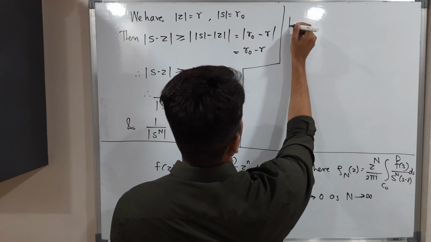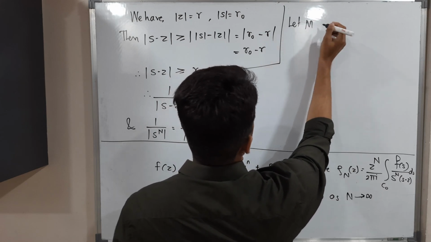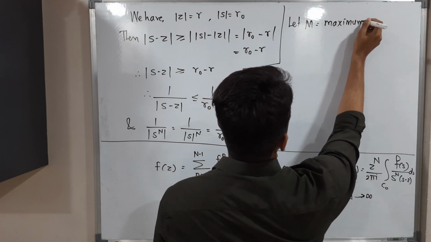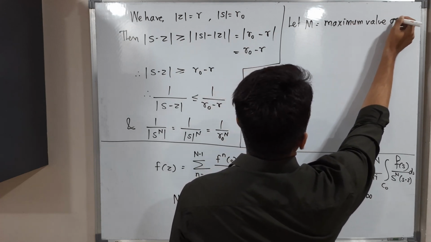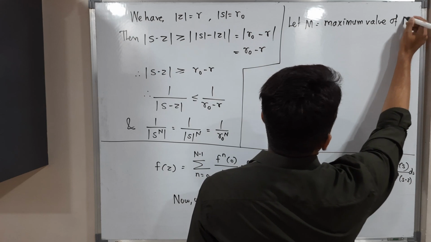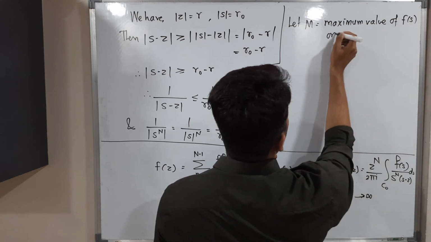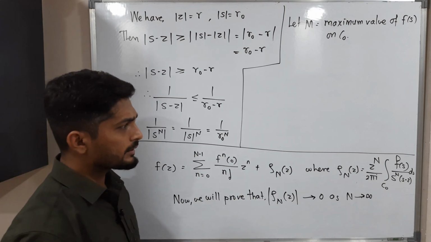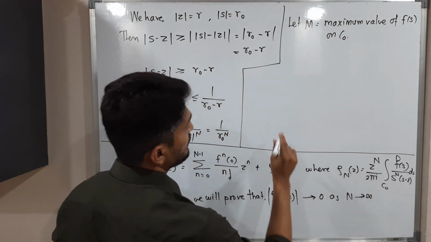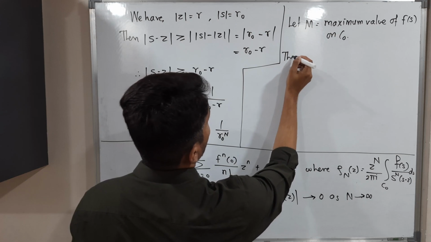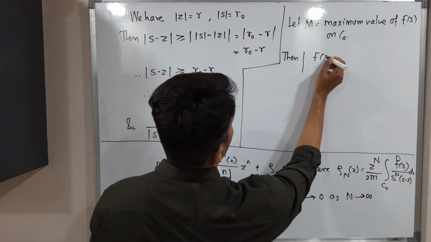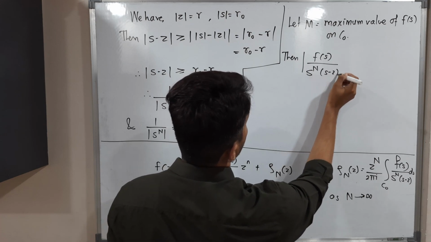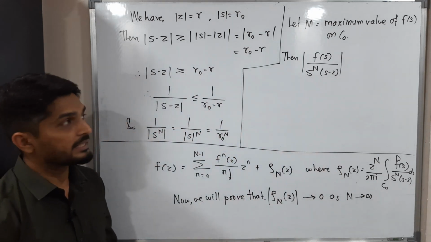Here I consider, let capital M be equal to the maximum value of f of s on C naught. So I will consider its maximum value. All things are set now. So let me simply mention mod f of s upon s raised to n, s minus z. So I have considered all three terms simultaneously.